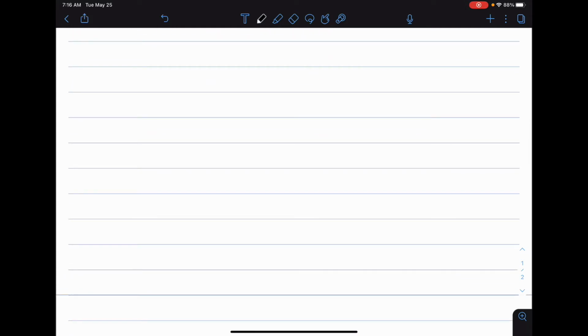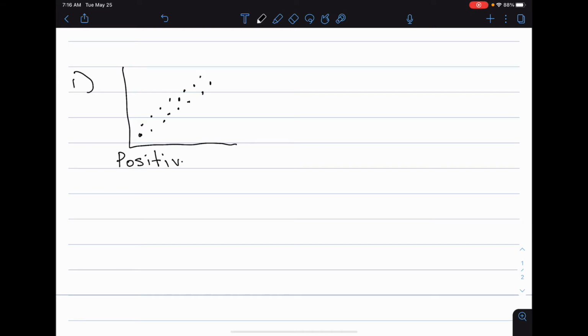You have different types of graphs. Number one is positive. It is positive because it is going up. Es positivo porque se está yendo para arriba.